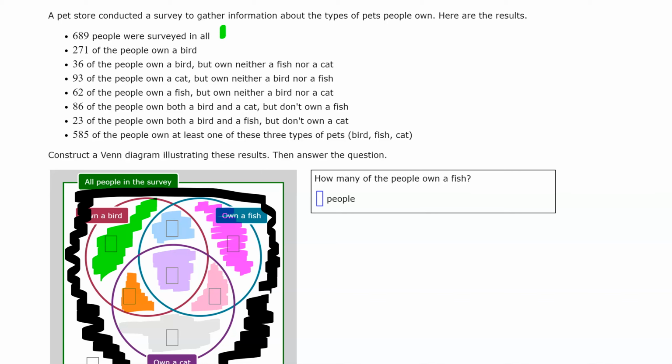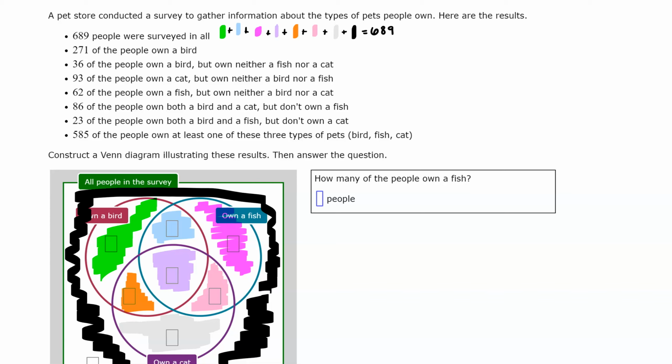So I have green, light blue, pink, purple, orange, light pink, gray, and black, and all of those added together has to equal 689. Now, that's too many things to add together and not enough things that I know. So I don't know any of those. That's not really useful.